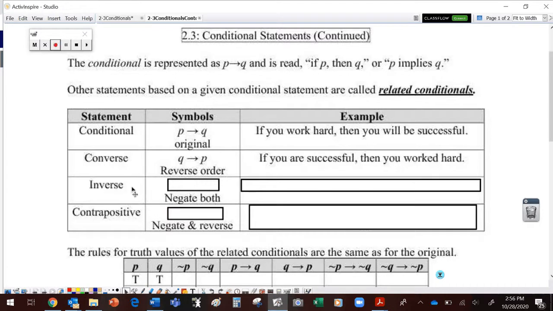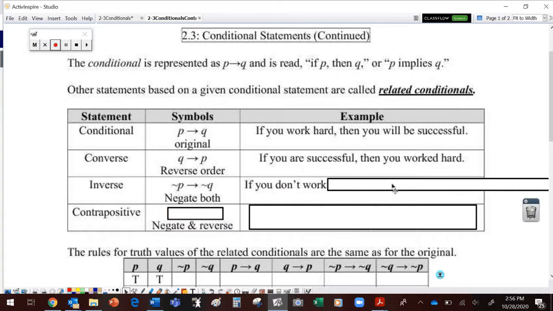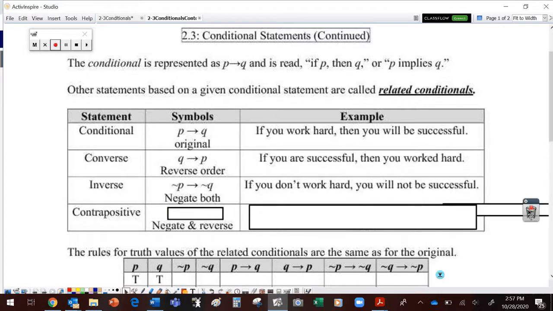Okay, but we'll talk about that a little bit more later on. Next up, we have the inverse. For the inverse, instead of reversing them, we're just going to take that original conditional and we're going to negate both. So we'll say if not P, then not Q. So instead of flipping these around, we go back to the original. So if you work hard, the negation of that would be if you don't work hard, then you'll be successful. The negation of that would be then you will not be successful.